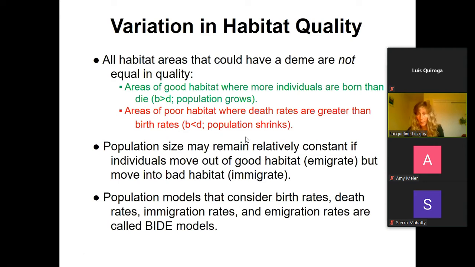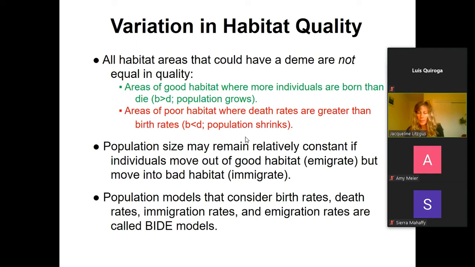Then you might have some crappy habitat, some poor habitat, and now death rate is going to be bigger than birth rate, and so the population is going to get smaller in these areas. Again, you can have these differences, and this is probably more realistic. If more are born than die, we suggest that the population in the good habitat grows, and if more die than are born, we suggest that the demes in the poor quality habitat are going to decline in size. They're going to die out.